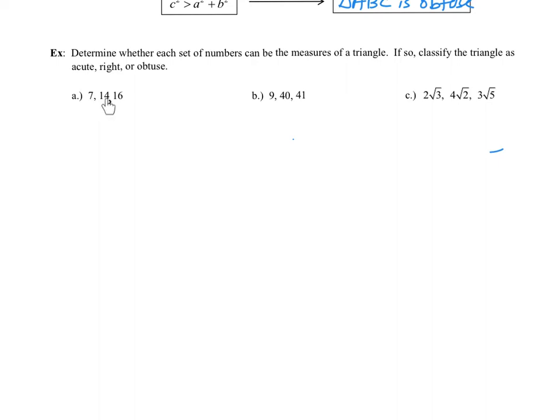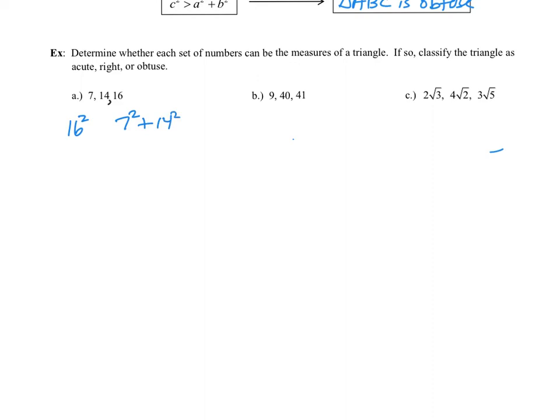So 7 plus 14 is bigger than 16, 14 plus 16 is bigger than 7, and 7 plus 16 is bigger than 14. So yes, it can be a triangle. Now let's determine what kind of triangle it is. What we're going to do is take the biggest side and square it and compare that to the sum of the squares of the other two sides.